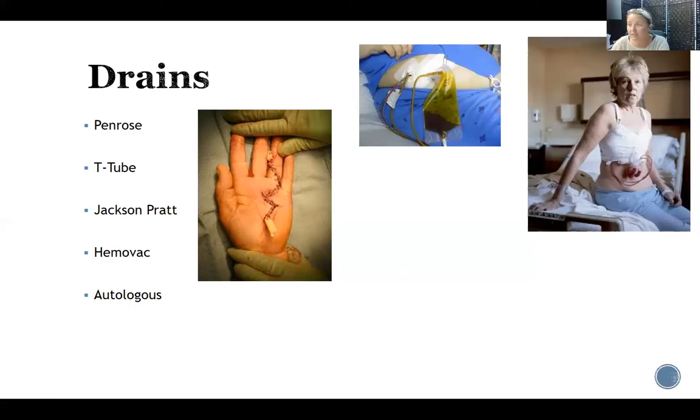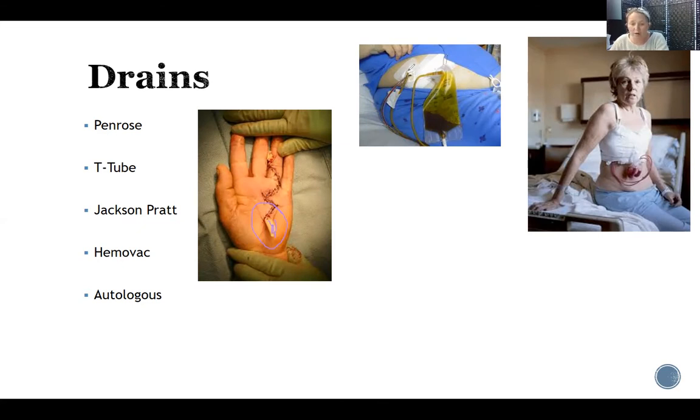You can't document output with these. So it's going to empty directly into a dressing. So you would have a soft dressing on top of it. So an example of this is here in our picture. See, this is a soft, flexible tube that's coming out of this hand here. You would have a dressing over top of this, and that would drain directly onto the dressing.